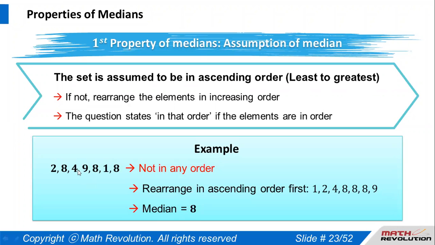Now if I don't arrange it and I go ahead and find the value for this, there are 7 numbers, so the fourth number would be my median. That should be 9. But if I arrange it into ascending order, my median would be 8. So in this particular scenario, I've shown you the difference between what happens when you arrange and when you don't arrange. So always make sure that your data is arranged in ascending order.